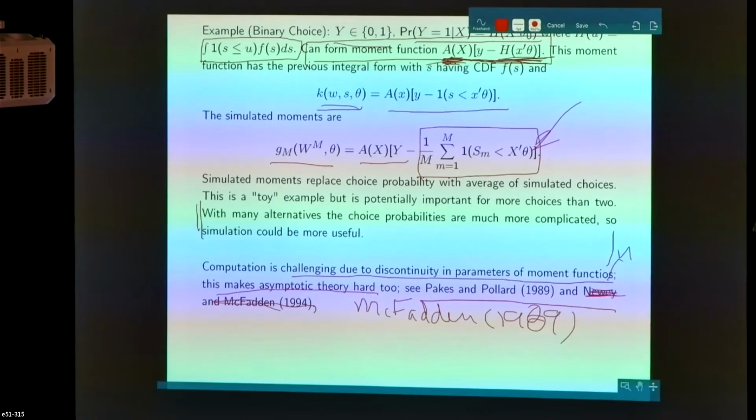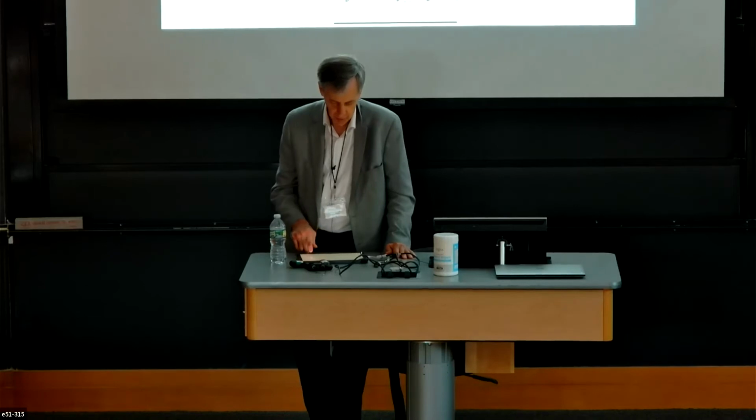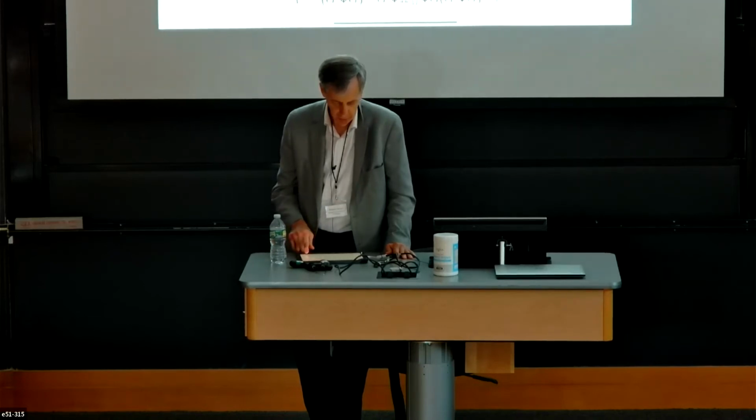Using much more sophisticated stochastic equicontinuity arguments than the standard asymptotics. Okay. Any questions about that example? Okay, before we go to this pre-choice model, I'm going to just do a couple of other things about general properties of the method of simulated moments.